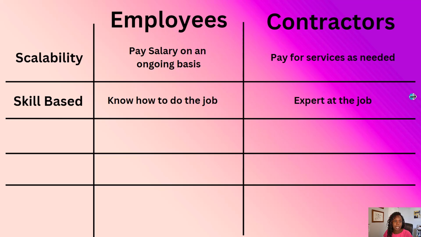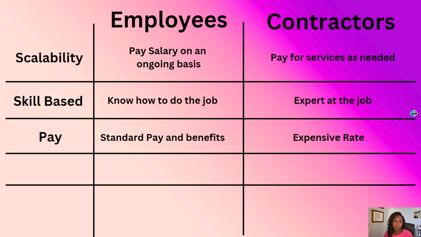Okay? Skill based. An employee generally knows the job. They know what to do to get the job done. Contractors are generally experts at the job. With contractors, they typically work with other businesses and other individuals, and so they're going to see a lot more. Whereas an employee only sees what you have in your organization. So their skill base is limited.